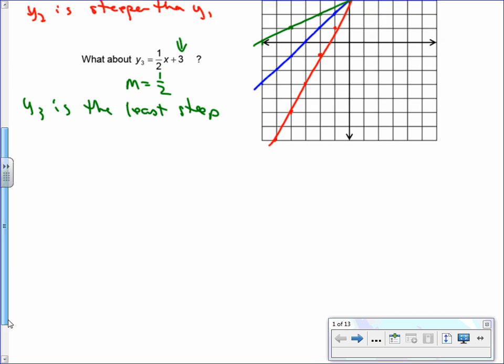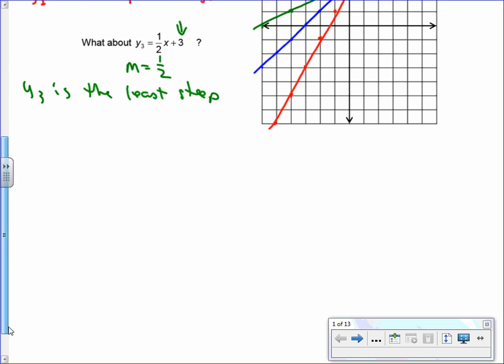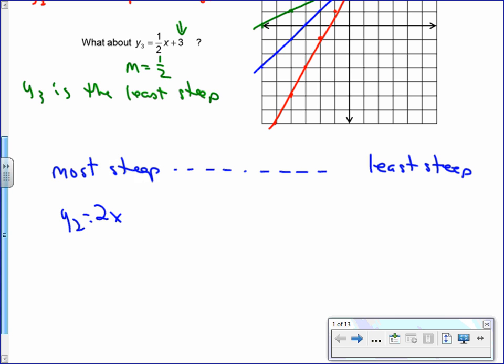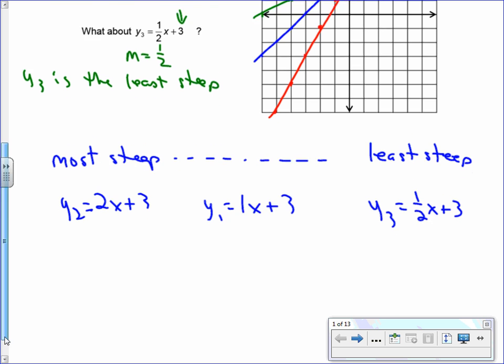Okay? And down here at the bottom, what I want to do is make a list. I want to put the most steep first, and I want to end with the least steep. Let's put them in order. So the most steep for this problem was y2. It was 2x plus 3. The least steep was y3, which was 1/2x plus 3. And the one that was between them was y1, which was 1x plus 3. I'm going to put that 1 there so you can see the slope.